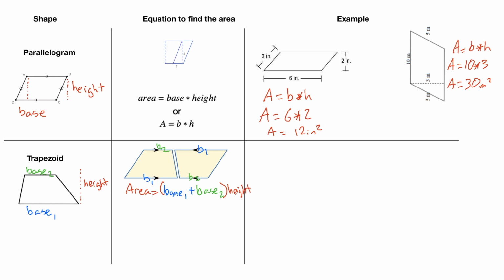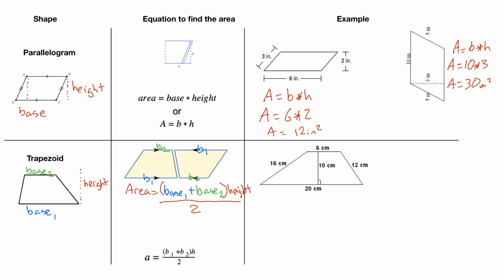And then that would tell us the area of this whole thing, but we want to know only the area of one of them. So we're going to divide the whole thing by 2. So if we were to put that as an equation, we could say A equals base 1 plus base 2, multiply that whole thing by the height, and then divide by 2. Sounds a little more complicated than it is. So let's look at one example.